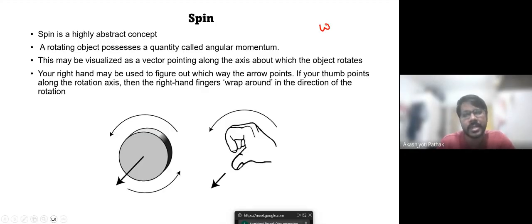And the direction of this spin angular momentum can be obtained by using the right hand thumb rule. So for example, if your molecule is rotating in the anti-clockwise direction, then you will curl your fingers in the anti-clockwise direction, and the direction of the thumb will indicate the direction of the spin angular momentum. Okay.